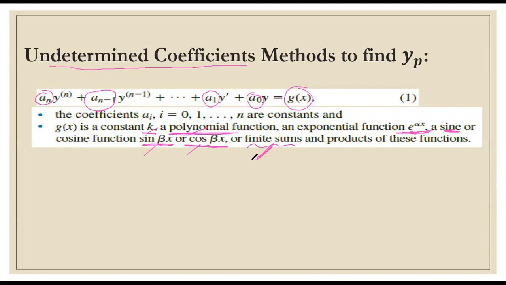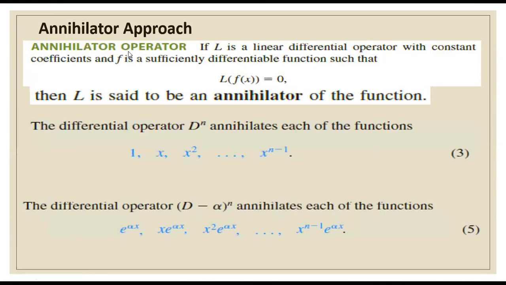So maybe it is e to the x plus cosine x, or a product of those functions. So you can solve the differential equation if your right hand side is x squared times e to the x. You can do that using the method which we call the undetermined coefficients method.